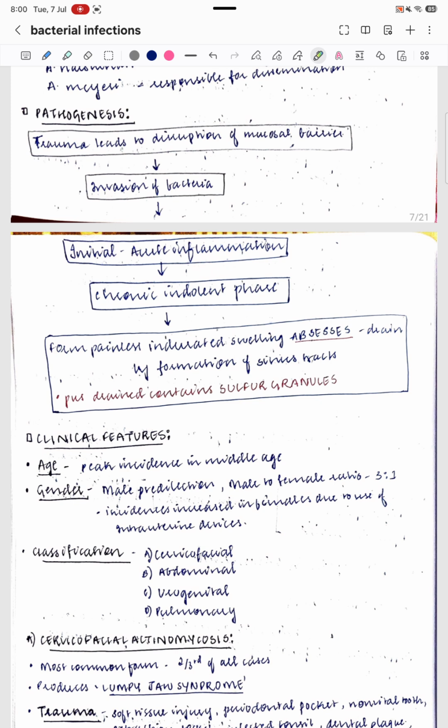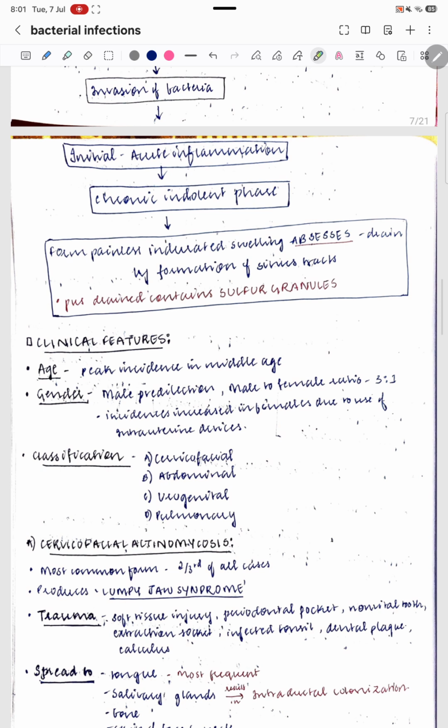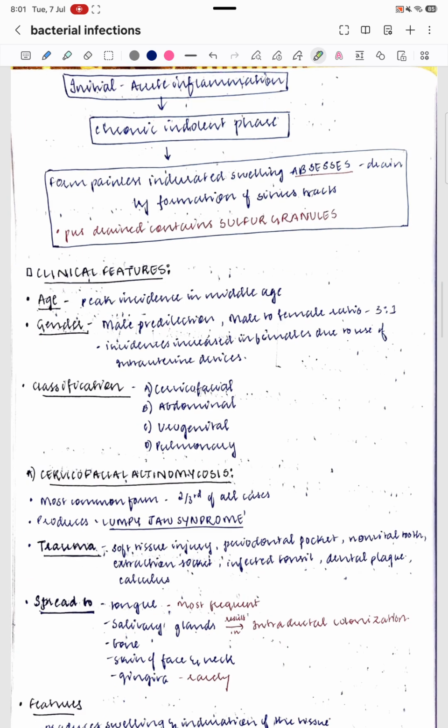Initially there is an acute inflammation which leads to chronic inflammation in an indolent phase. It forms a painless indurated swelling. Then this swelling is suppurative, accompanied with pus, forming an abscess, and it drains by the formation of a sinus tract. The pus produced in the abscess contains sulfur granules.